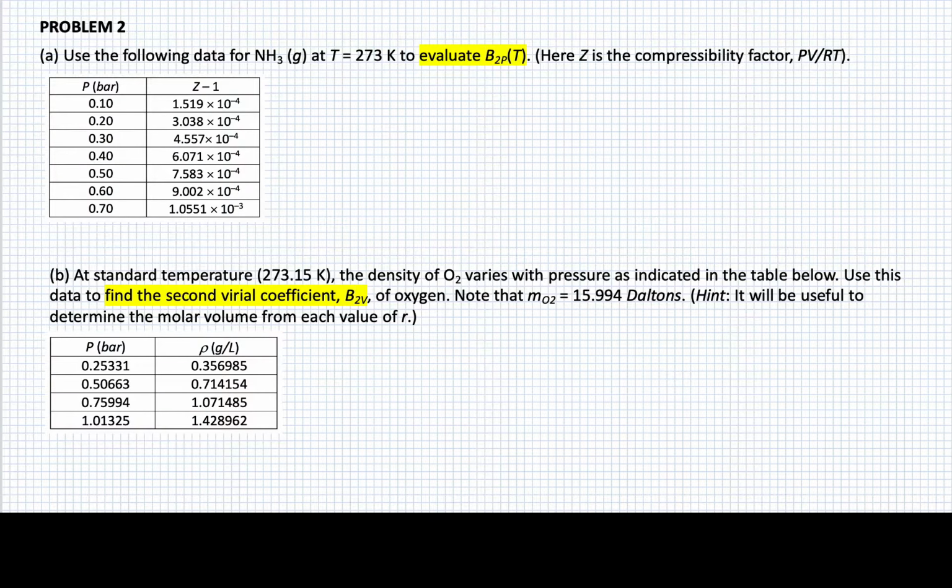And in this case, we're looking at an analysis of a virial expansion, 2 different virial expansions, one in terms of pressure and one in terms of volume. So I'll remind you that the virial expansion looks like this.